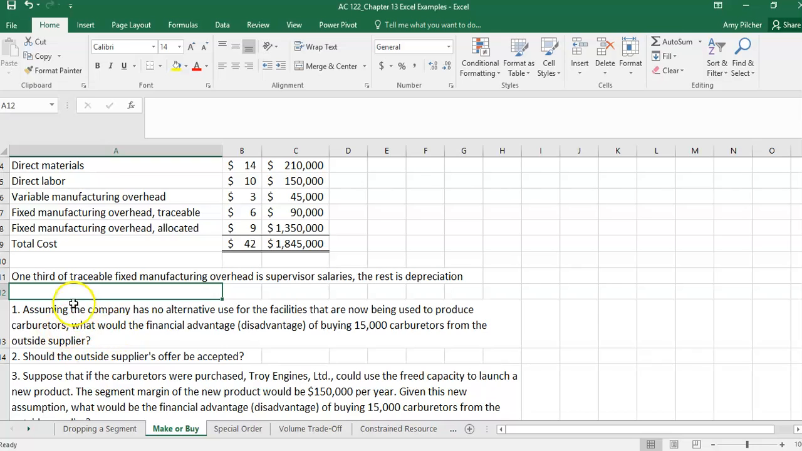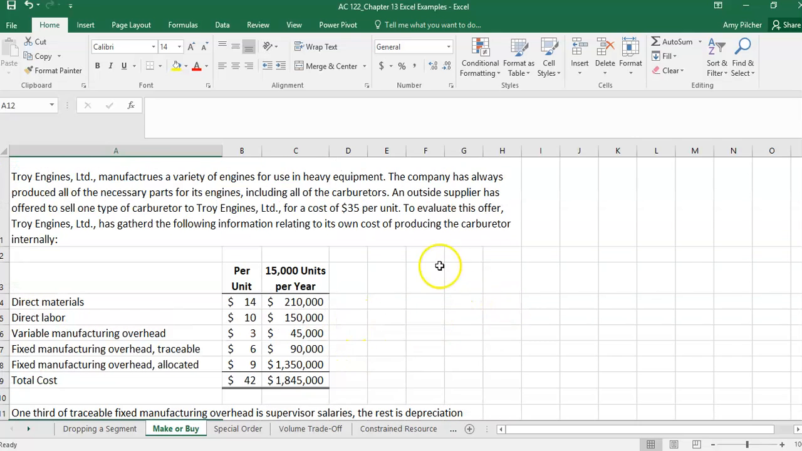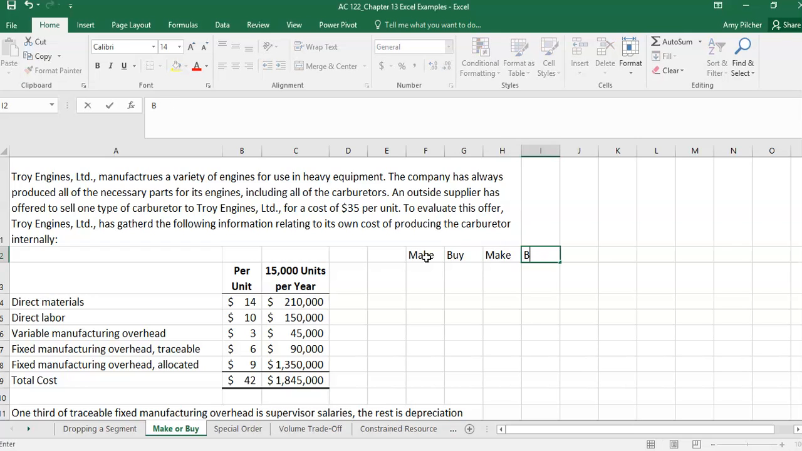So the first question we're asked is, assuming the company has no alternative use for the facilities, what would be the financial advantage or disadvantage of buying 15,000 carburetors from the outside supplier? So this means we have no opportunity cost, and we're just doing a cost evaluation between the make or buy. So we're going to look at make versus buy. We'll do a per unit and then for the entire 15,000 units.